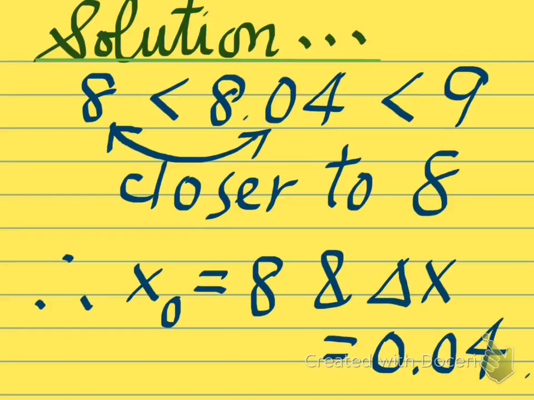And 8.04 lies between the integers 8 and 9, and closer to 8. And therefore, we assign x0 equal to 8, and therefore delta x has no choice, being 0.04. So far, so good.